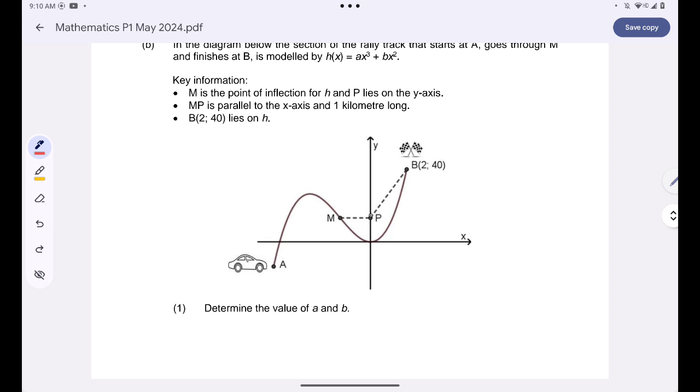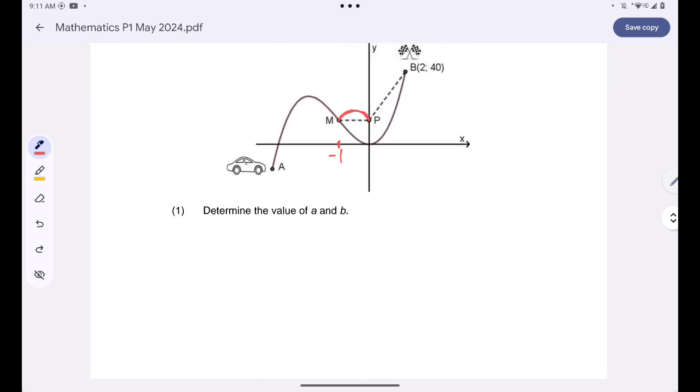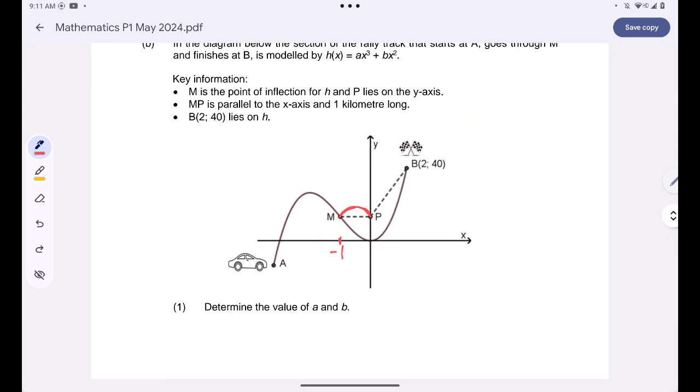Since they are telling us that MP is just 1 kilometer long, they are basically telling us that the x value at M is equal to negative 1, right? But remember that M is the point of inflection, guys. Please keep that in mind. And then you are given the coordinates of B. They want us to find the values of a and b, right?